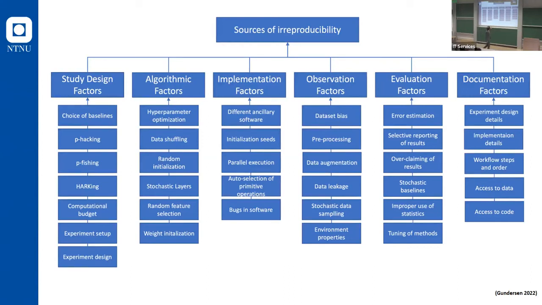You have observation factors, data set bias. So if you don't share your data set, but it has a bias, when I'm sampling or getting a new data set, I might not be able to reproduce results because the data sets are different. How did you pre-process your data set? Did you use data augmentation? Was there any data leakage in your study? Did you do stochastic data sampling from this data set in order to update your model? That would also change the result of your algorithm.